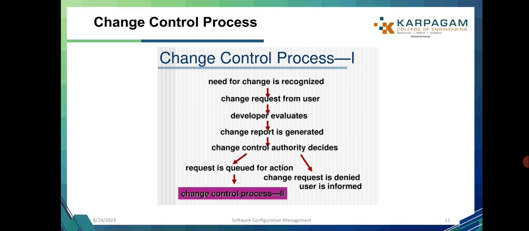And the next task is configuration status accounting. Configuration status accounting tracks each release during the software configuration management process, and this stage involves tracking what each version has and the change that leads to this version or not.